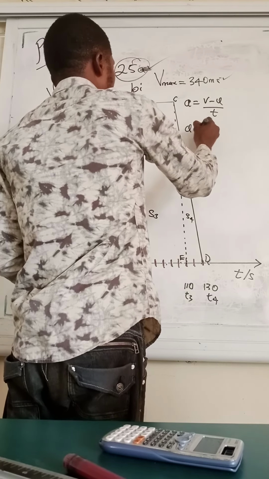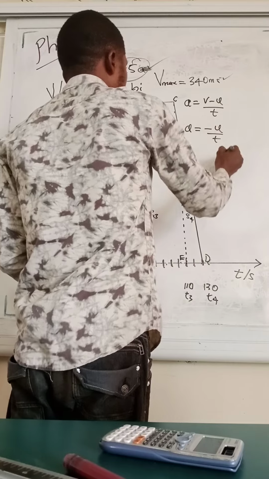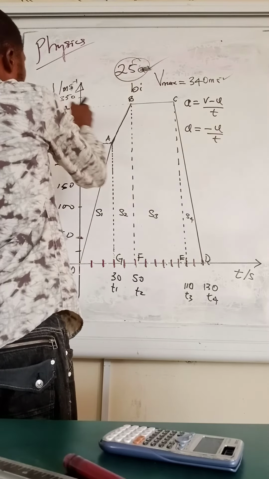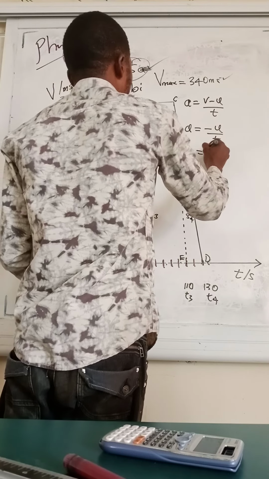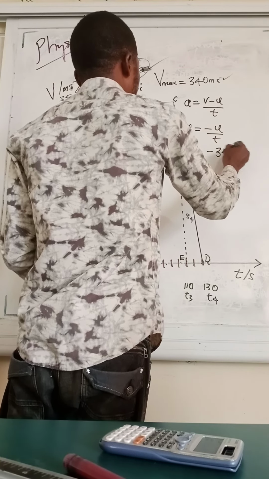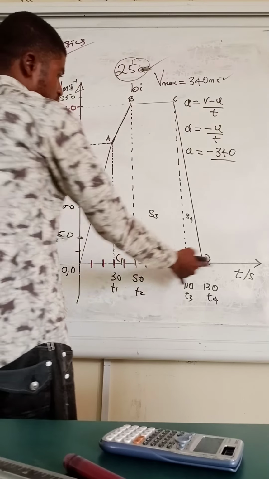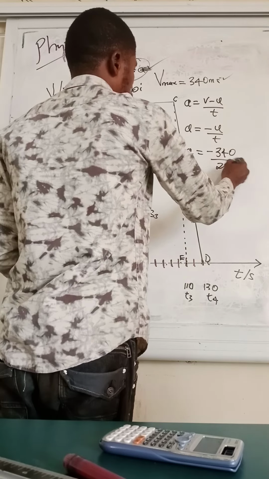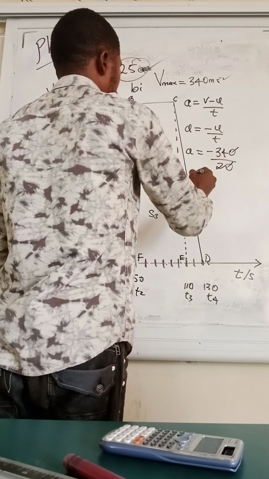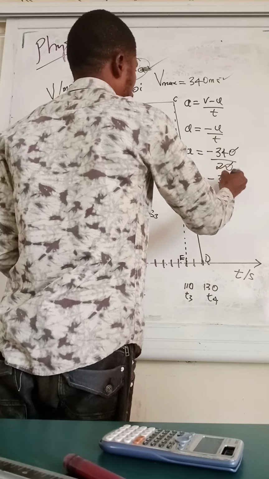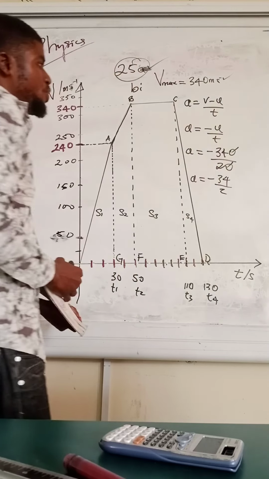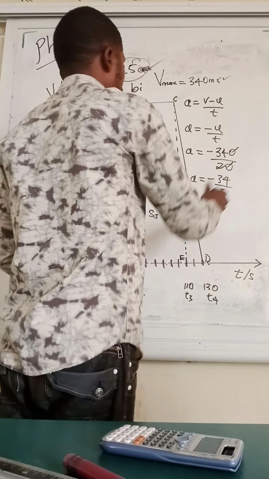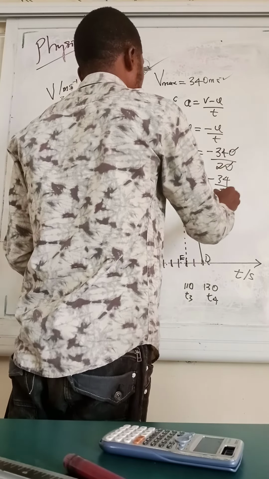So our A is equal to V minus U all over T. In this case, our U, our initial velocity, becomes 340. So we have our A as minus 340 divided by time. The time here is simply 20 seconds. This is 10, 20. This will cancel, this will cancel. So you have your A is equal to minus 34 all over 2. What do you have? Your answer is 17. So your A is minus 17.